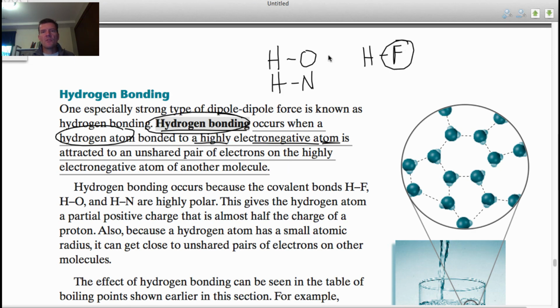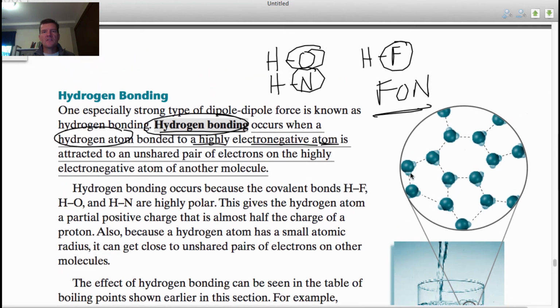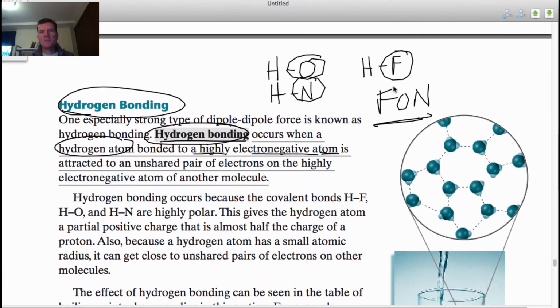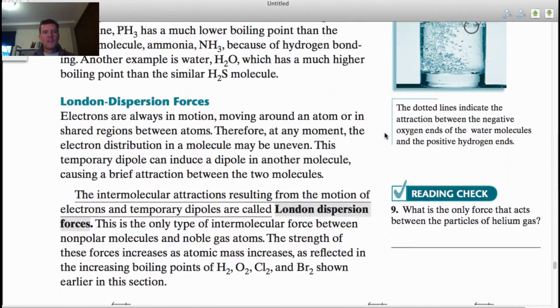So fluorine, oxygen, nitrogen, FON, fun, fun, fun. Now I know it doesn't spell fun, but you can think of it that way, okay? That's going to cause strong dipole moments, which is going to result in strong intermolecular forces. So hydrogen bonding is the strongest intermolecular force, okay? And it happens when hydrogen is bonded to fluorine, oxygen, or nitrogen, okay?